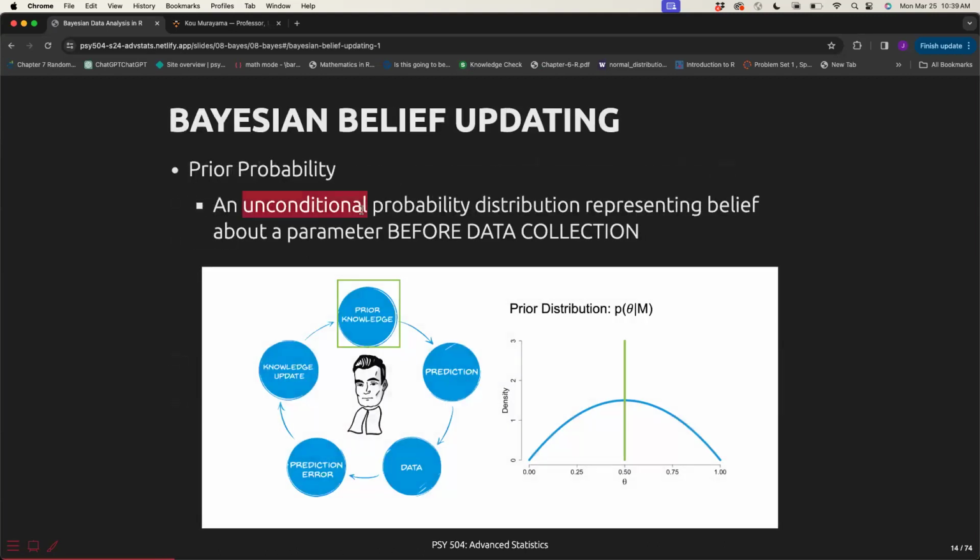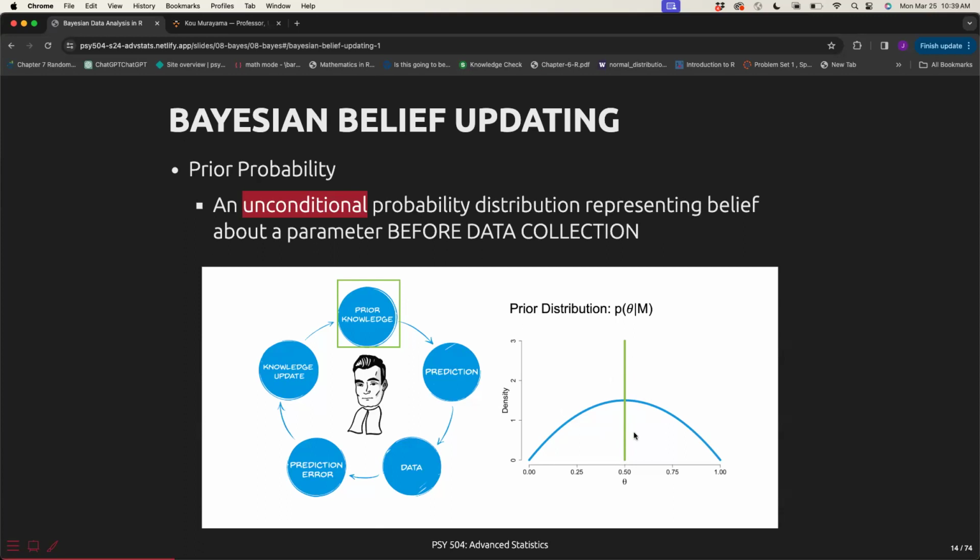The first step in Bayesian data analysis is establishing a prior distribution. So the prior distribution represents our beliefs about a parameter before the data is collected. And that's key, before the data is collected. What's the state of the world before I see any data? And what I have depicted here are 2 possible priors for our particular example.